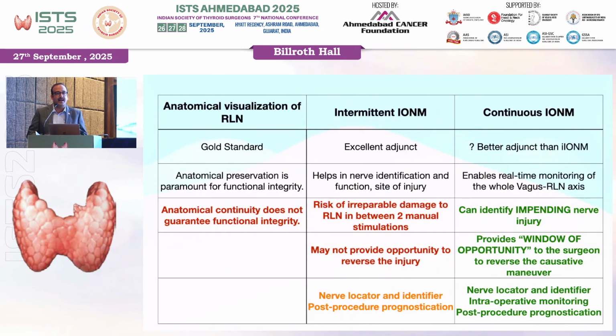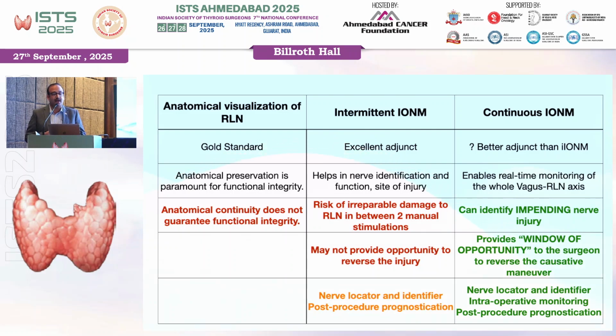So let's basically compare the three modalities: anatomical visualization, the intermittent nerve monitoring, and the continuous nerve monitoring. So anatomical visualization is paramount. It is gold standard. There is no replacing anatomical visualization of the recurrent laryngeal nerve during thyroidectomies. But the biggest problem with anatomical localization is that anatomical continuity does not always mean functional continuity. So you can have an anatomical nerve which is non-functional, and that's the problem in thyroidectomies, which does lead to vocal cord palsies, either temporary or permanent in the post-operative period. And this, as thyroid surgeons, we all have faced.